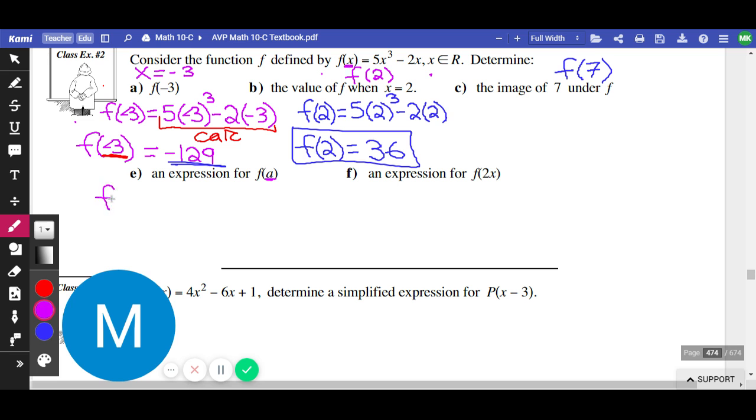So for us, it would look like this. F of a equals 5 times a cubed minus 2 times a. That would be your answer. You just change x for the letter a. That's a little bit different. Right? We're just not used to seeing that, and it feels almost a little uncomfortable to leave your answer like that. Right? But that is all it is. It's an expression for when x equals a.